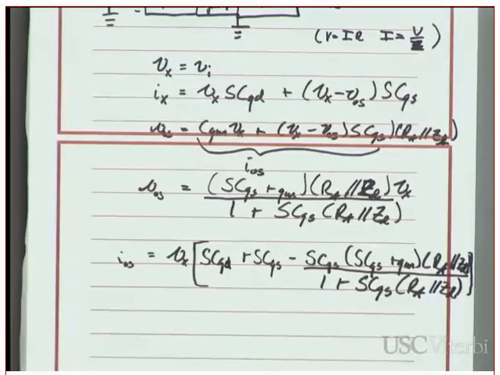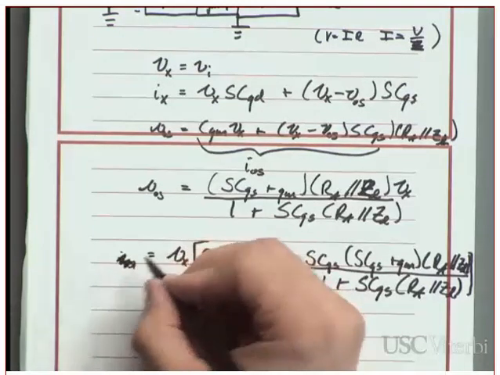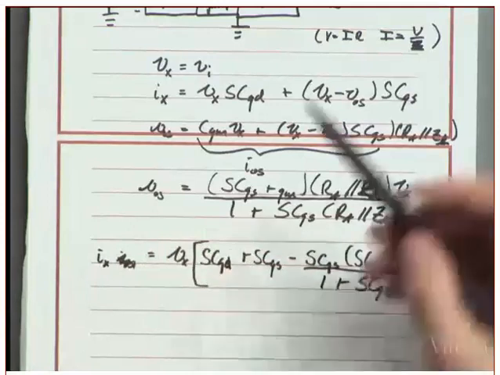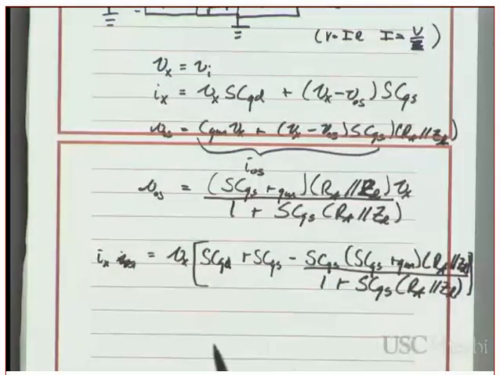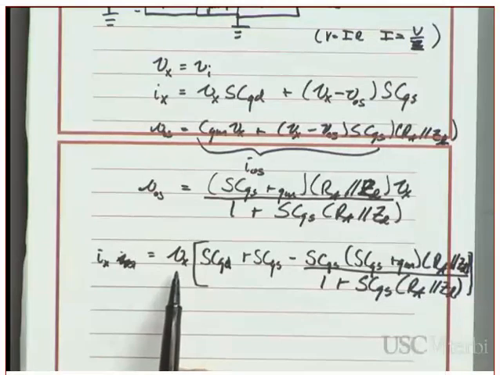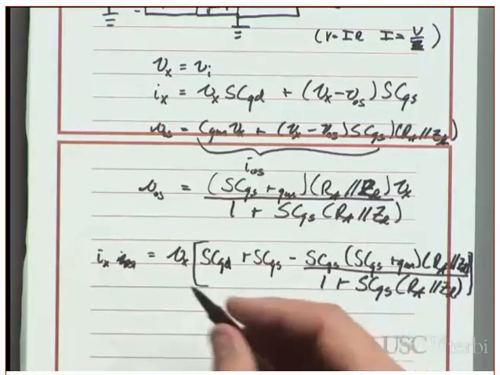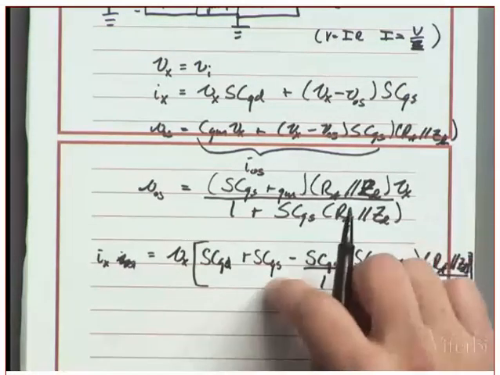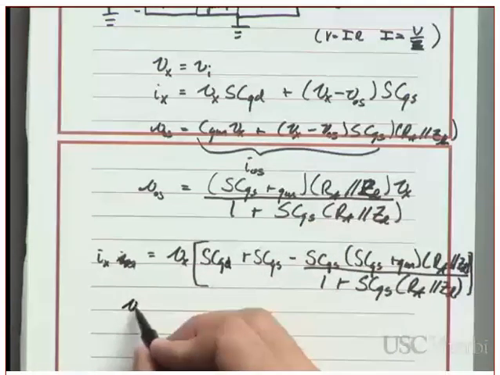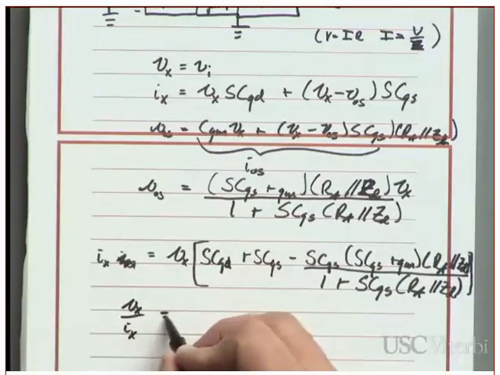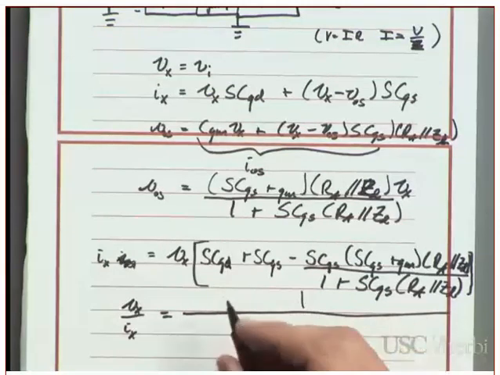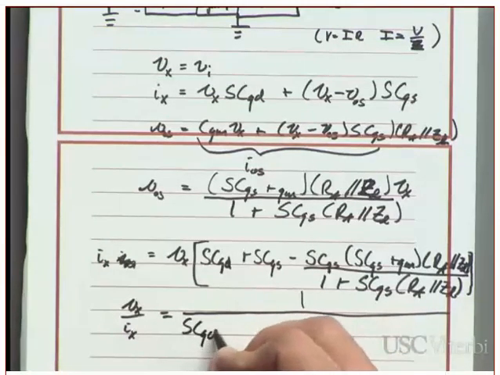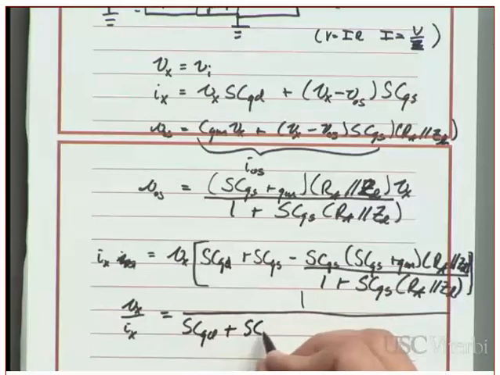So that's IX. And then obviously, I'm sorry, I wrote IOS. IX. So that's just substituting VOS into this expression up here and collecting terms and all that kind of stuff. And so I've collected VX over here. And so now it's not too much trouble to invert this and basically find VX over IX. And there's another terrible expression. Basically just the inversion of this.